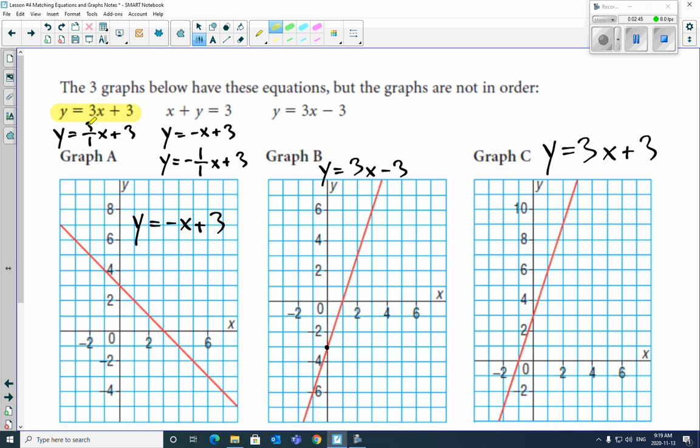You just got to remember this 3 is over 1, it helps us with our slope. This one here, x plus y equals 3. We got to rearrange this one, right? We got to get the x to the other side. So to do that, we subtract both sides by x. So we end up with y equals negative x plus 3.